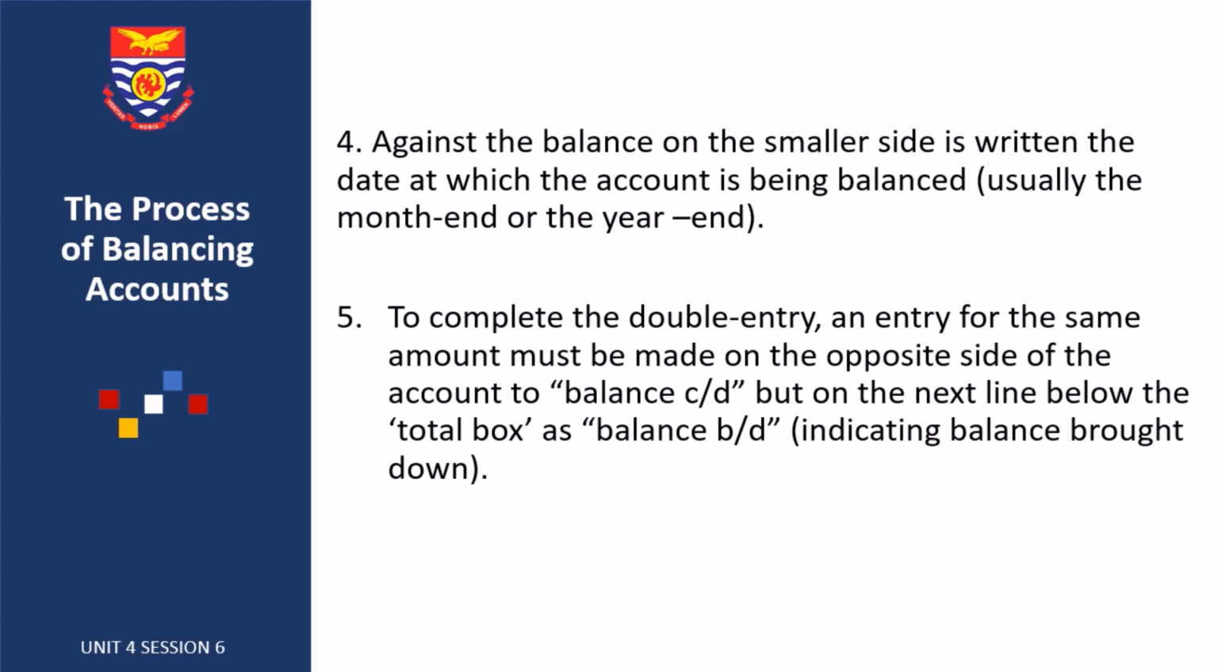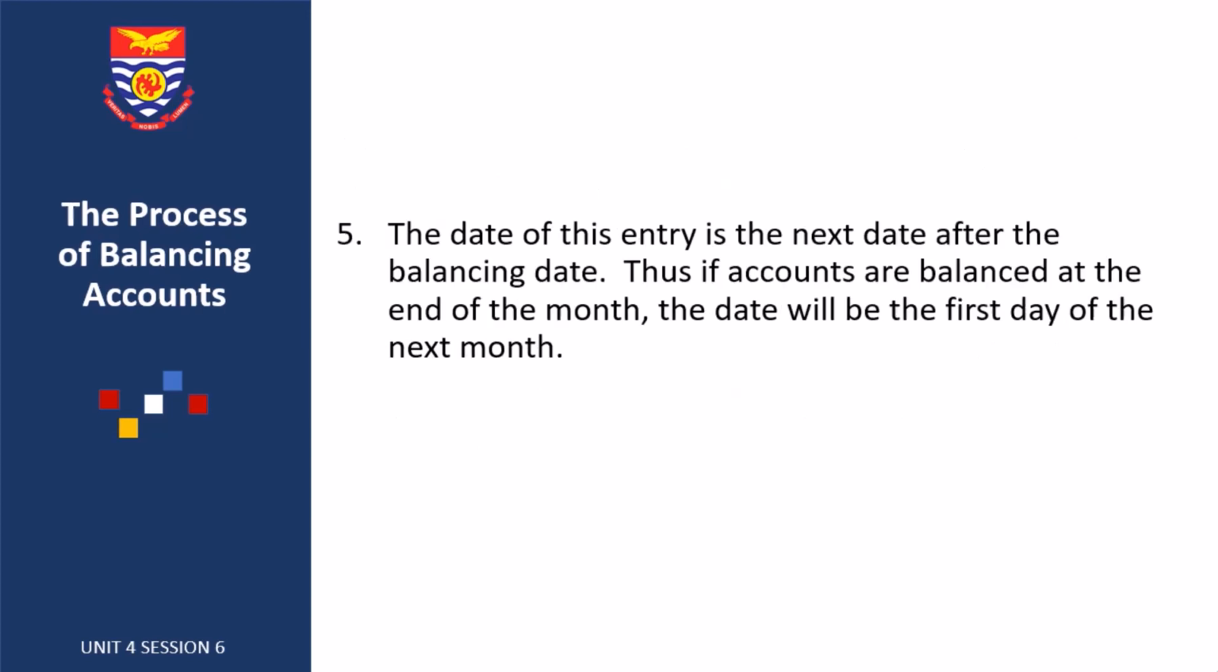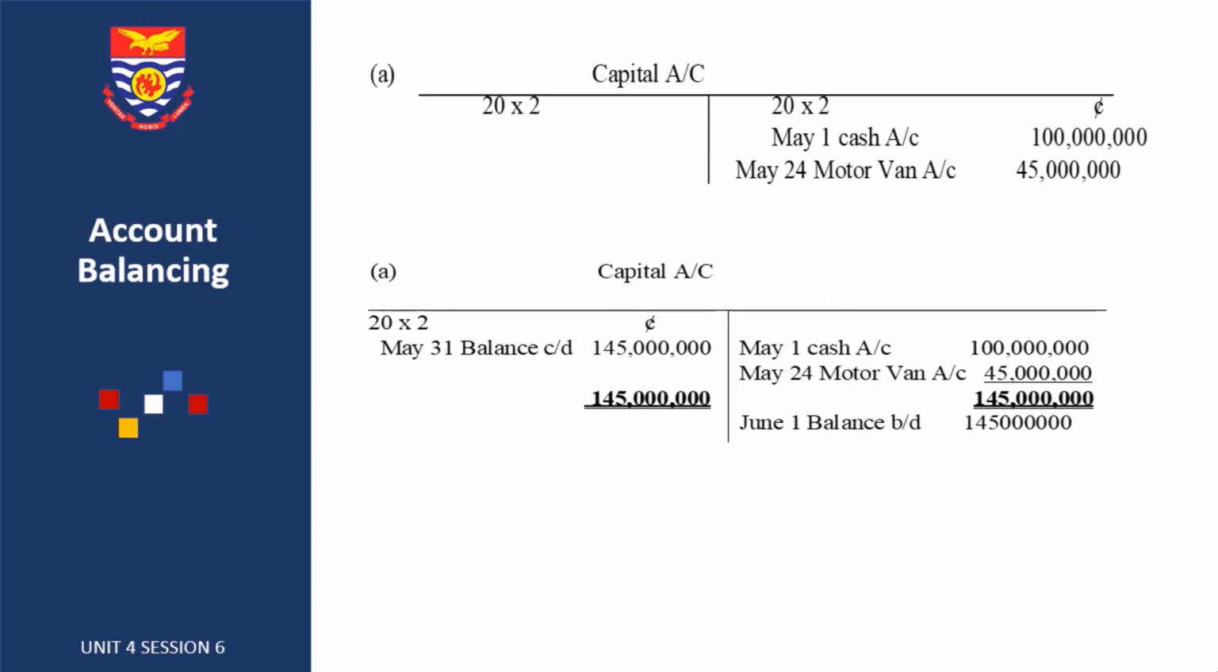5. To complete the double entry, an entry for the same amount must be made on the opposite side of the account to balance carried down, but on the next line below the total box, as balance brought down, indicating the balance brought down. 6. The date of this entry is the next date after the balancing date. Thus, if accounts are balanced at the end of the month, the date will be the first day of the next month.